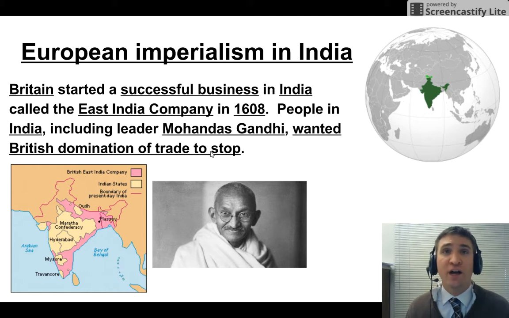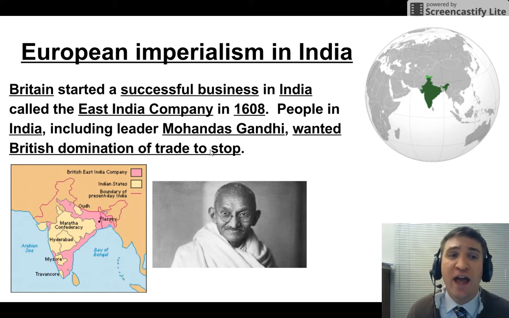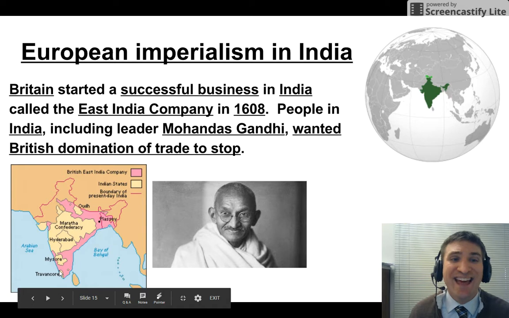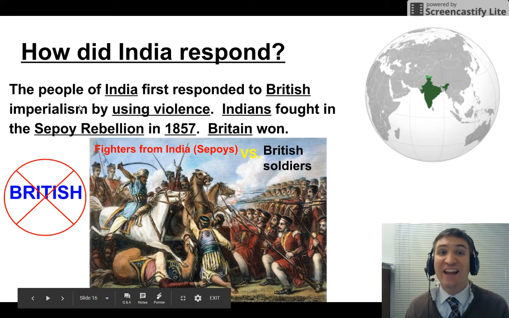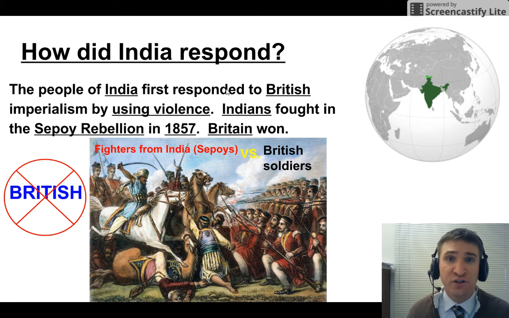How did India respond to this? The people of India first responded to British imperialism by using violence. Indians fought in the Sepoy Rebellion in 1857. Britain won. Here are the fighters of India, the Sepoys, and they are fighting the British soldiers in their red coats.